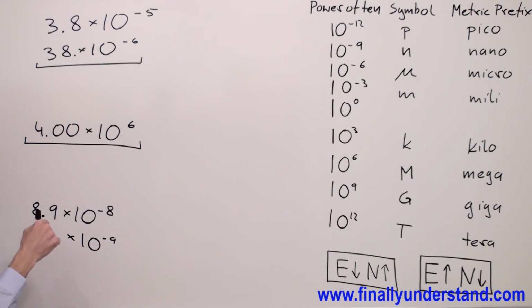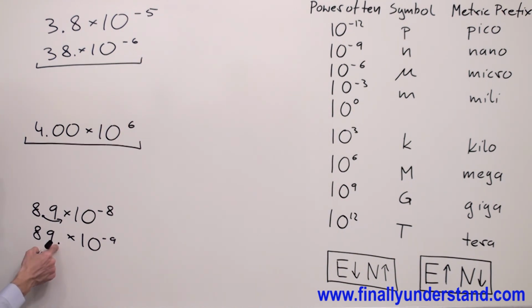If my exponent gets smaller, the number has to get bigger. I have to move my decimal point once to the right because the number has to get bigger. Anytime you're moving the decimal point to the right side, the number is getting bigger. That's why I'm going to have 89 times 10 to -9.